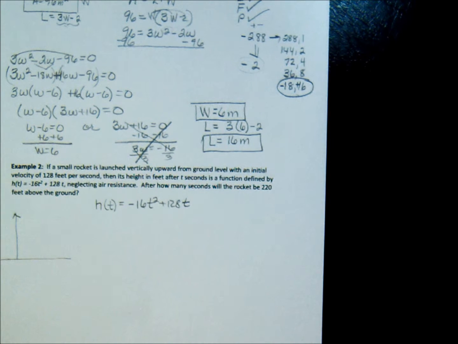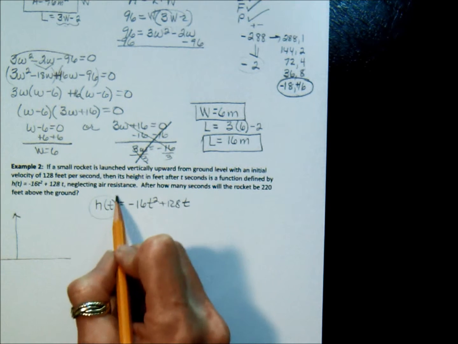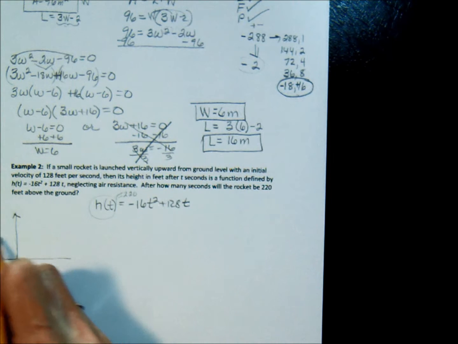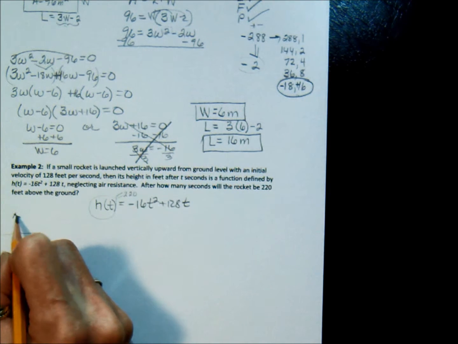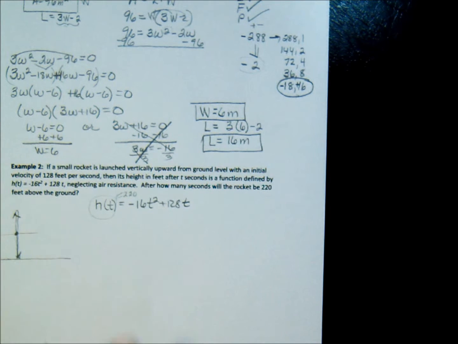Now it says after how many seconds will the rocket be 220 feet? In other words, we want to know when will h of t equal 220. So it's going to hit 220 feet sometime on its way up, maybe right here, but then when it turns around and comes back down, which it will, it's going to hit it again.